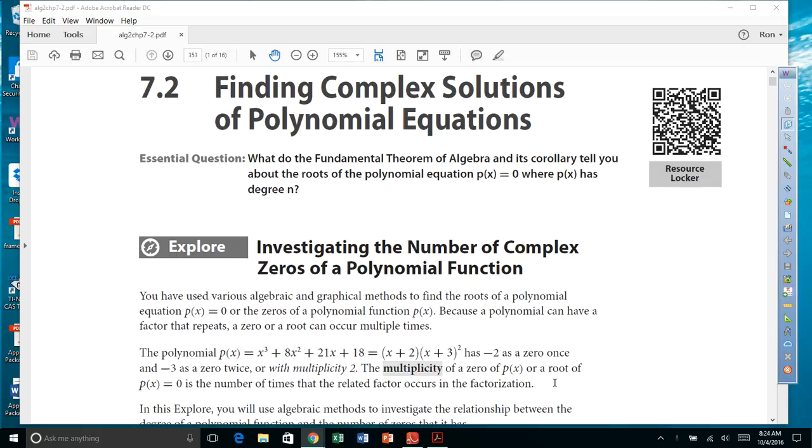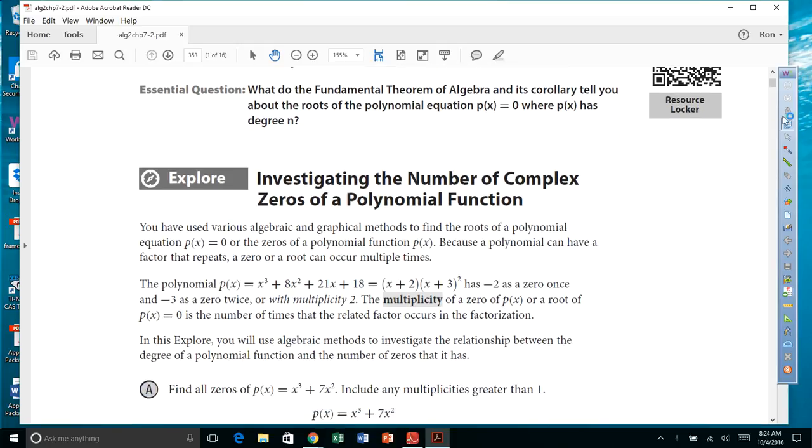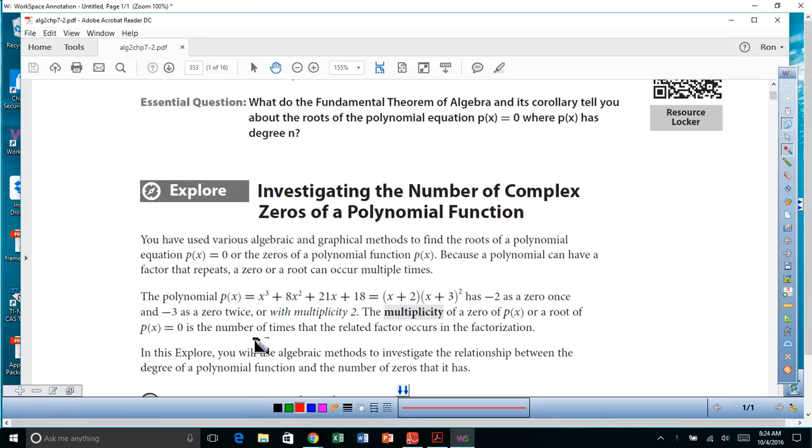Lesson 7.2, Finding Complex Solutions of Polynomial Equations. Essential question: what do the fundamental theorem of algebra and its corollary tell you about the roots of the polynomial equation p of x equals 0, where p of x has degree n?